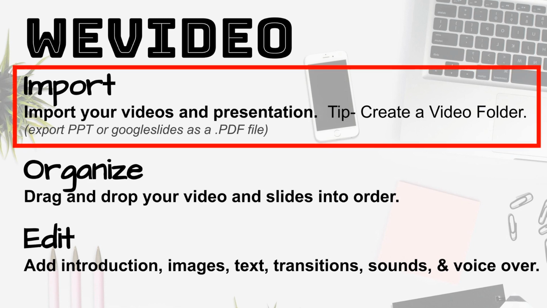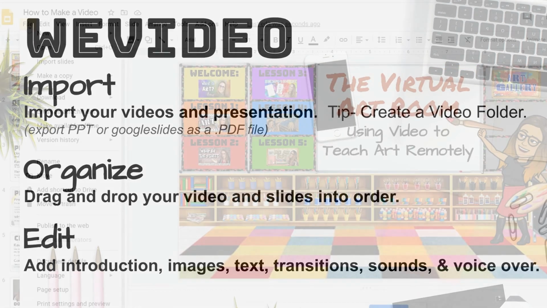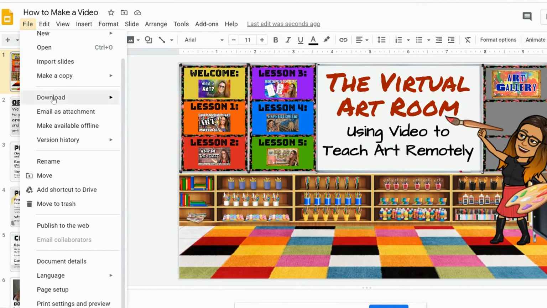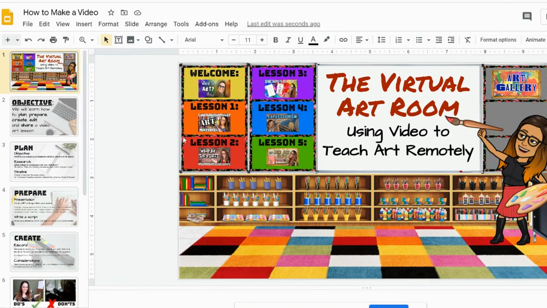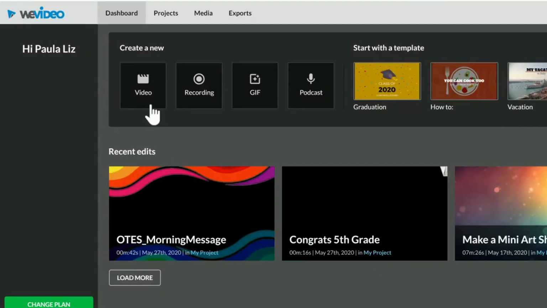Start off by importing your videos and presentation. You first need to upload your video files onto your computer. I film on my phone and upload my videos directly into Google Drive. Next, you need to export your PowerPoint or Google Slides presentation into a PDF file. Once your files are on your computer, it's time to open WeVideo.